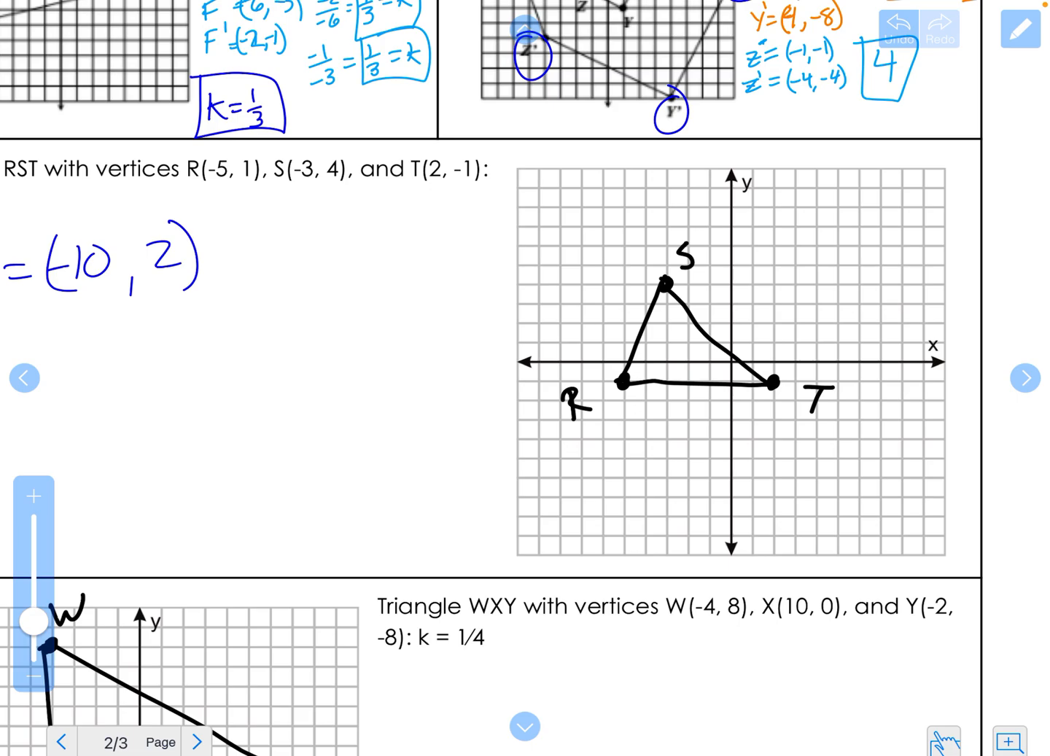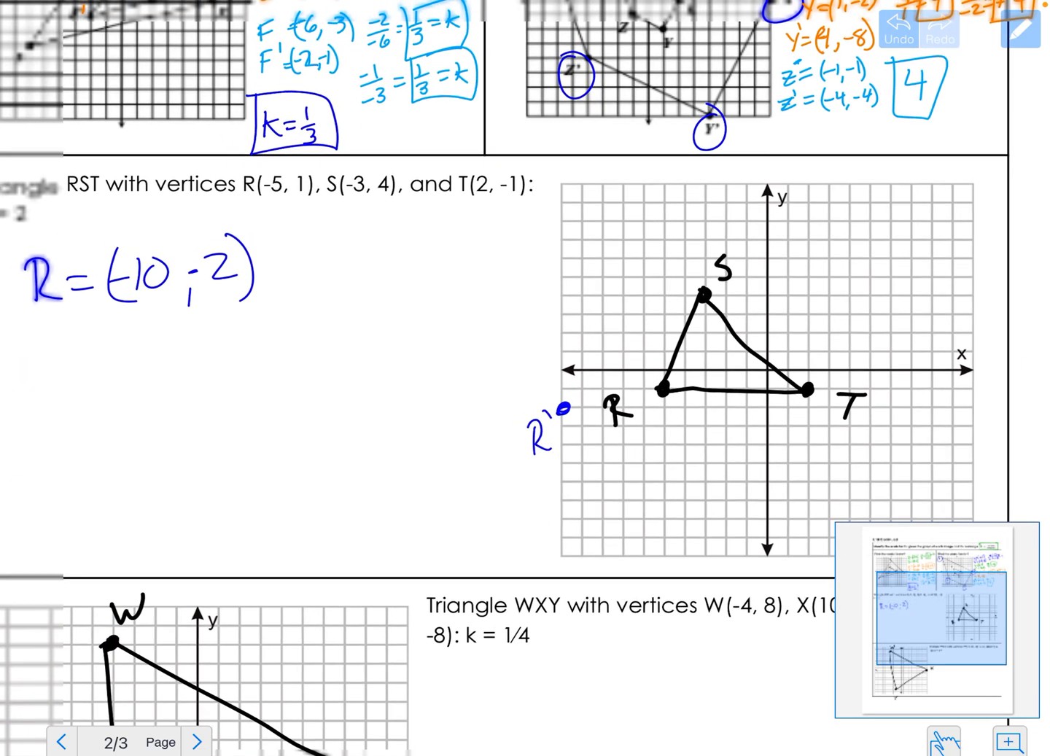Oh, I put the original R in the wrong spot. So I'm just going to keep it there, and we're going to go negative 10, negative 2, even though that's not what the problem is. So negative 10, negative 2 for R prime.